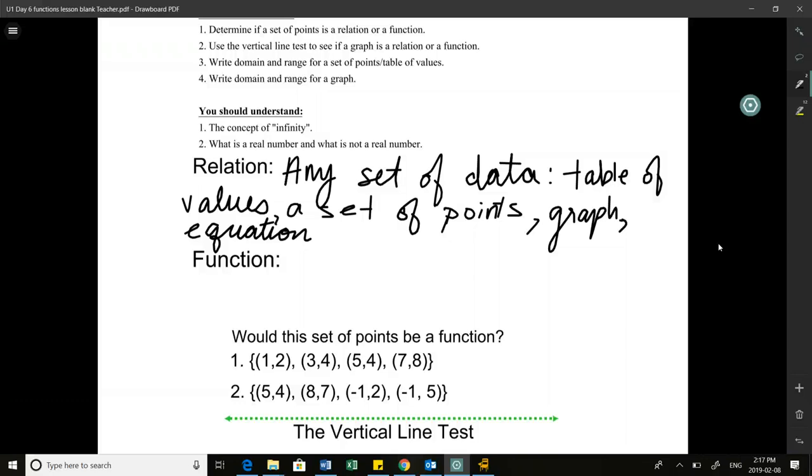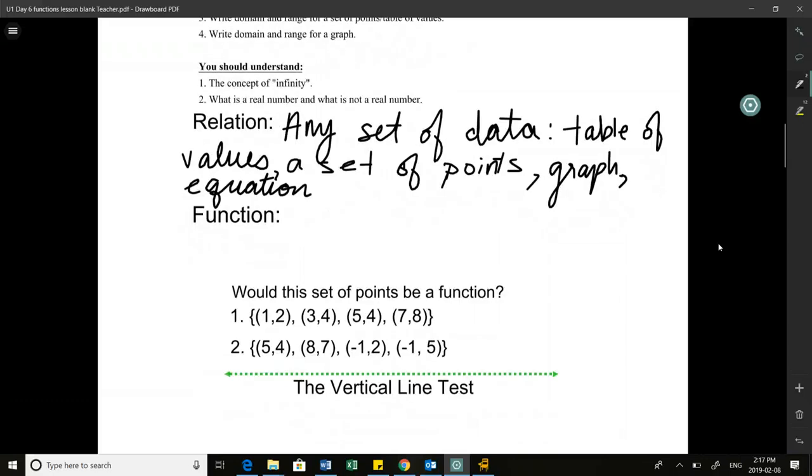Okay, so our relation, I want to think about that as like the umbrella for all of this stuff that we're doing, right? If we are approached with a table of values or a graph or whatever, we want to think about, okay, this thing is a relation. It's a set of data. Now functions, these are a little bit more special. So functions are a relation. They're a specific set of data that we get. So that's the first point. A function is a relation. But there's a special criteria that has to be met for something to be considered a function.